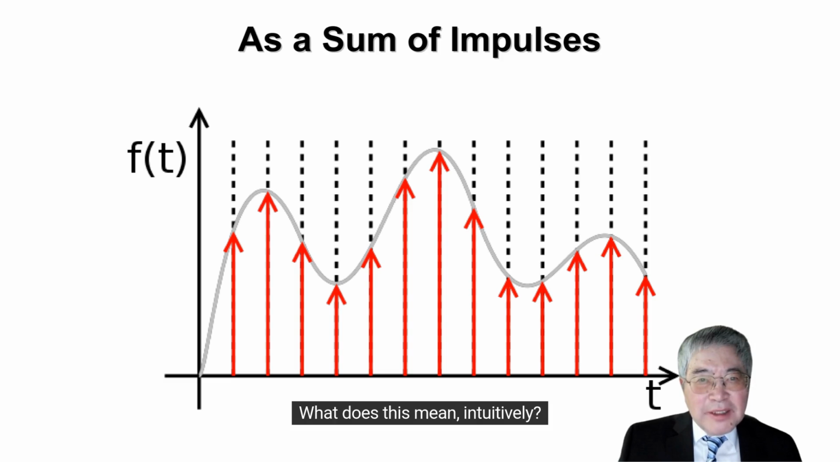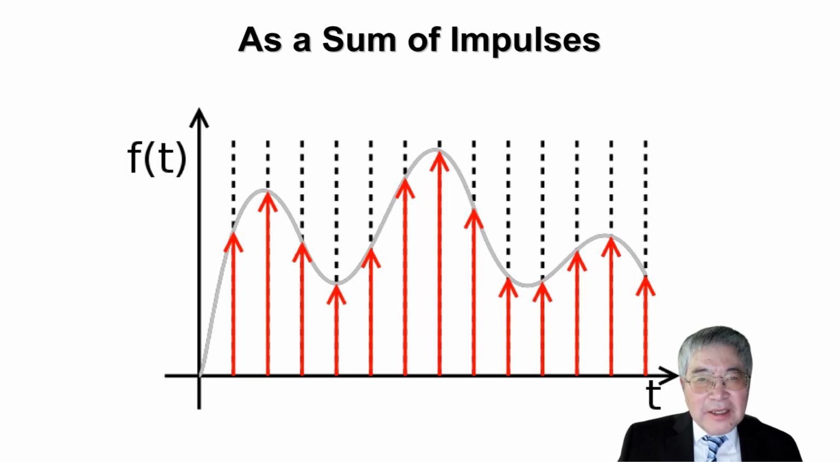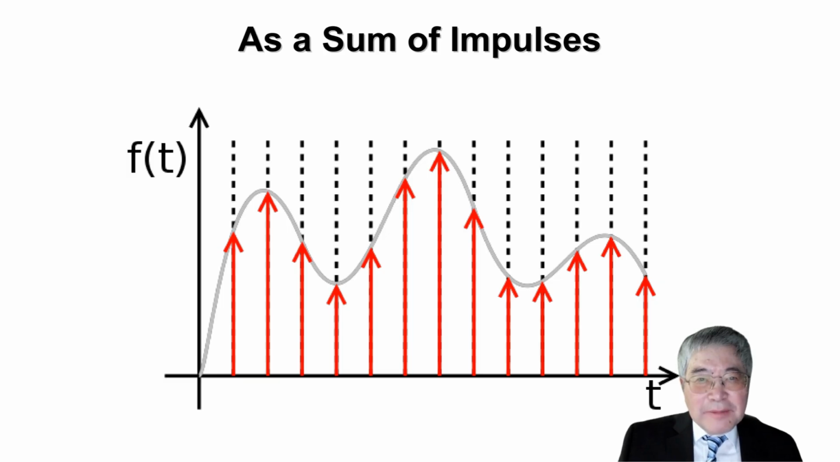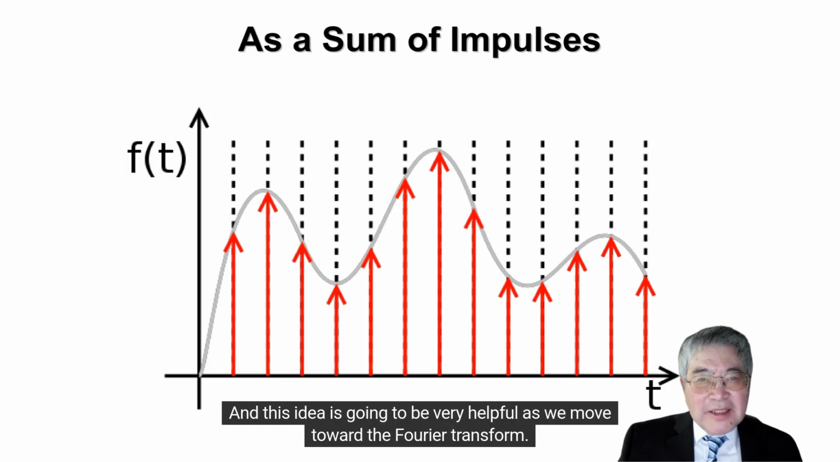What does this mean intuitively? It means you can imagine slicing the original function into many tiny segments. Each segment becomes a small impulse, and when you add up all those impulses, you reconstruct the full function. So this is one way to represent a function, not as a smooth line, but as a weighted sum of sharp impulses. And this idea is going to be very helpful as we move toward the Fourier transform.